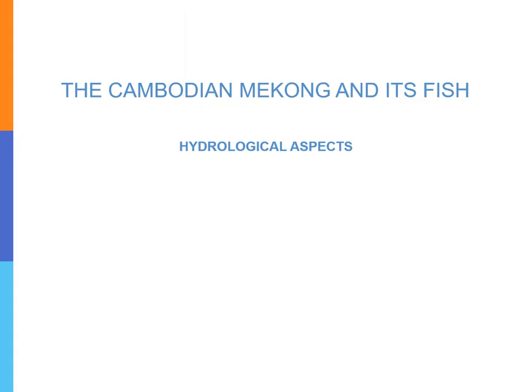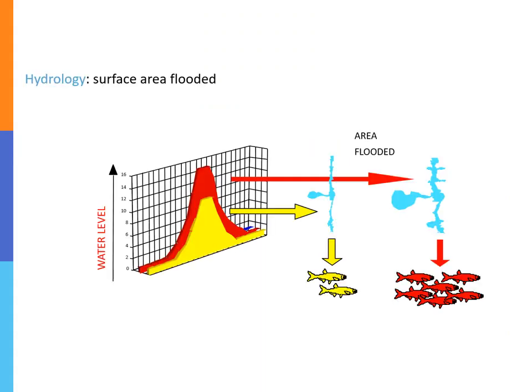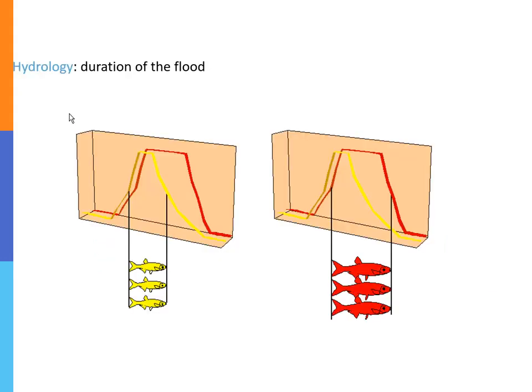In terms of hydrology in the Cambodian Mekong, the fish production depends every year on the area flooded. When the flood is higher, more surface area is flooded and the fish production is bigger that year. The fish production also depends on the duration of the flood. When the flood lasts longer, the fish have more time to grow and get bigger.